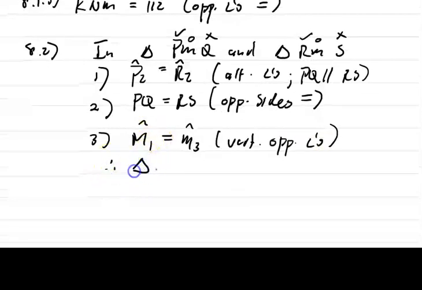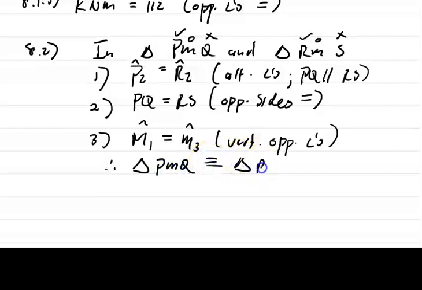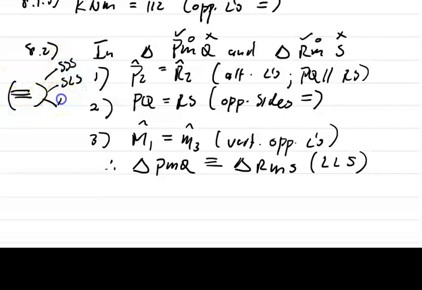Therefore, triangle PMQ is congruent to triangle RMS. And what do I have here? I got angle, I got a side, and I got another angle. So that's going to be angle, angle, side. That's one of the cases of congruency. Remember, congruency has 4 cases, right? Side, side, side; side, angle, side; angle, angle, side; and right angle, hypotenuse, side. So we just so happen to use this one here, angle, angle, side.